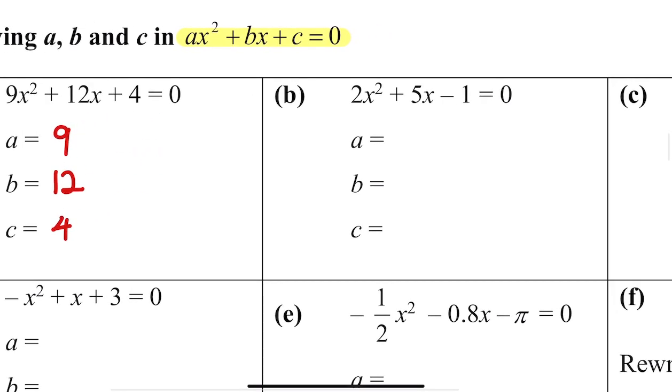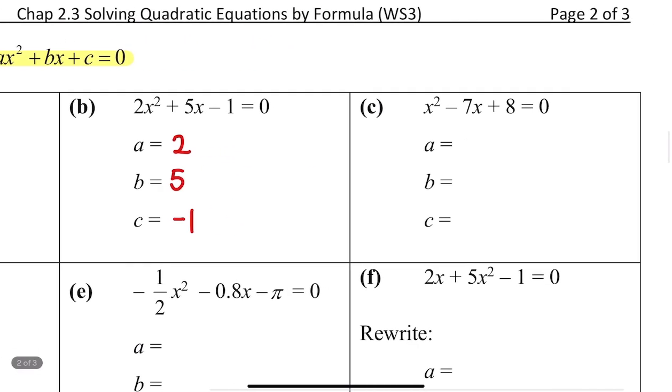Part B now, I have 2x squared plus 5x minus 1. So very simply, your a is equal to 2. Your coefficient of x squared is 2. Your b is now positive 5. And now you look at your c. There's a minus 1 here. So this c actually encompasses the sign. All your numbers here include the sign, whether your number is positive or negative. So in this case, your c is the entire negative 1. So this is negative 1. Okay, let's look at part C now.